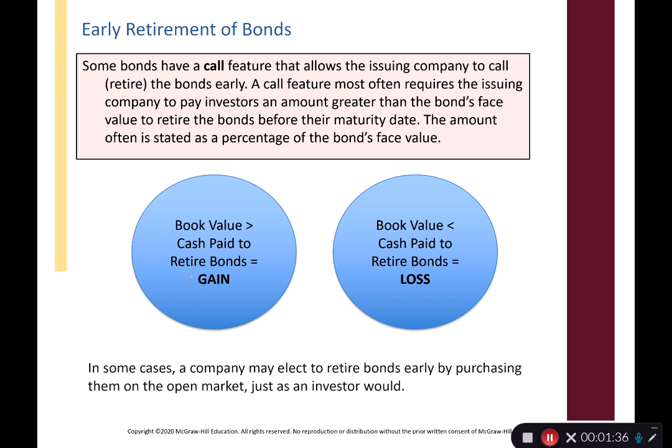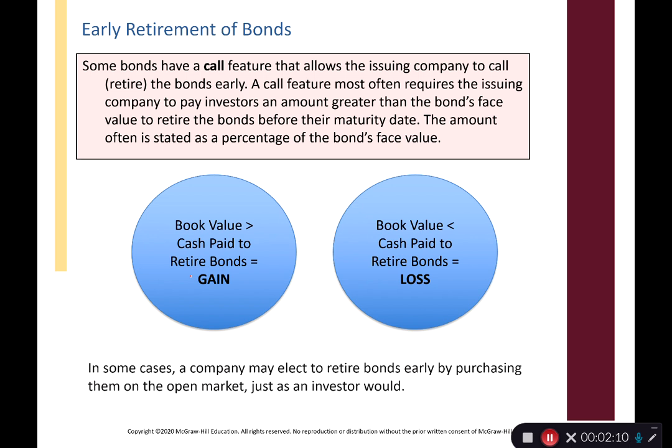However, you should understand that if the book value of the bond is greater than the cash paid to retire the bonds, it means we were able to retire the bonds at a gain. And if the book value is less than the cash we pay to retire the bonds, then it would mean we had a loss. Why would the book value and the cash paid be different? Well, the book value is the amount it's recorded on the books for. The cash amount is the market value of the bond, which changes based on market interest rates.